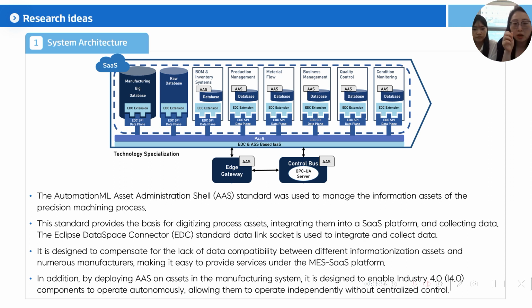It is designed to compensate for the lack of data compatibility between different information assets and numerous manufacturers, making it easy to provide services under the MES-SaaS platform. In addition, by deploying AAS on assets in the manufacturing system, it is designed to enable Industry 4.0 components to operate autonomously, allowing them to operate independently without centralized control.